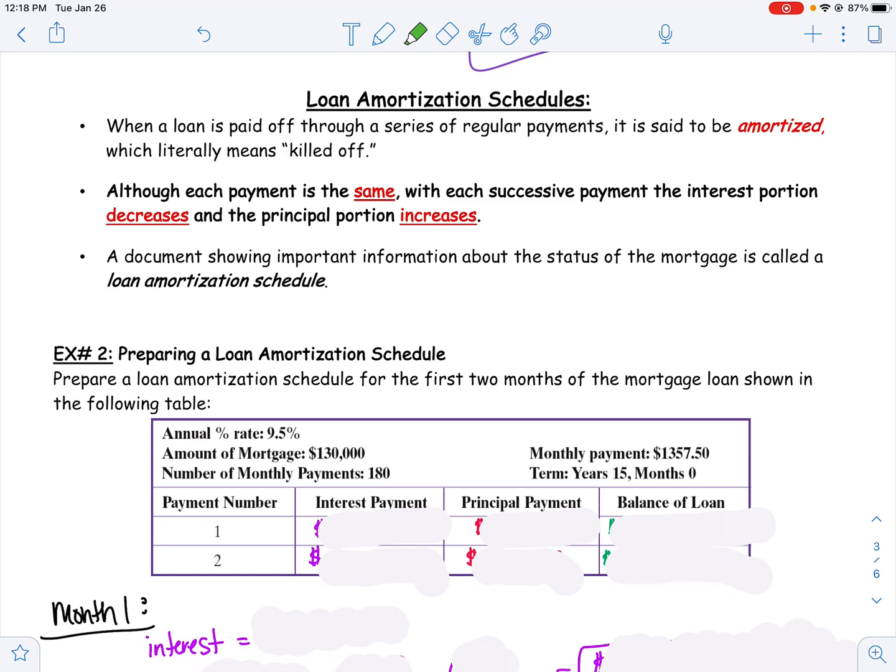So even though you pay the same payment every single month, at the beginning of your loan, a lot of that payment goes toward interest. But as you continue paying every month over the years, more of your payment is going to go toward paying the balance and less of it is going to go toward interest. A document showing important information about the status of your mortgage is called a loan amortization schedule. So you can see as you make your monthly payments how much is going toward interest and how much is going toward paying off your home, or the principal.